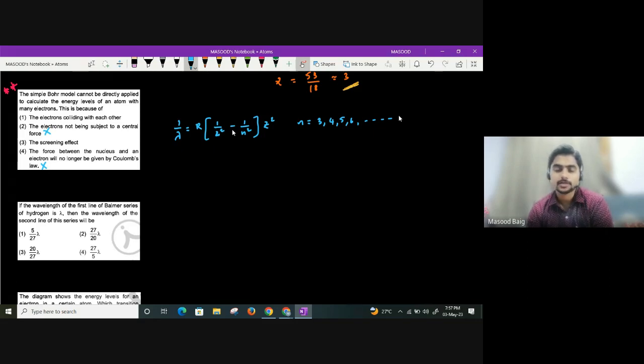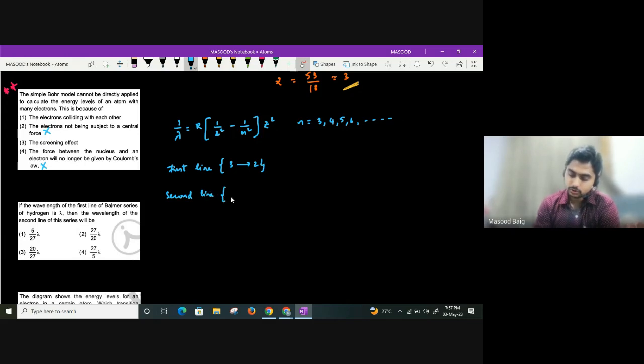The shortest wavelength you will obtain is when the transition is made from infinity to the given state. The longest wavelength is obtained when the transition is made from just the above state to the given state. So when I talk about the first line of the Balmer series, the transition should be made from 3 to 2, guys. Then if we talk about the second line of the Balmer series, the transition should be made from 4 to 2, guys. So in this case, what will I get?